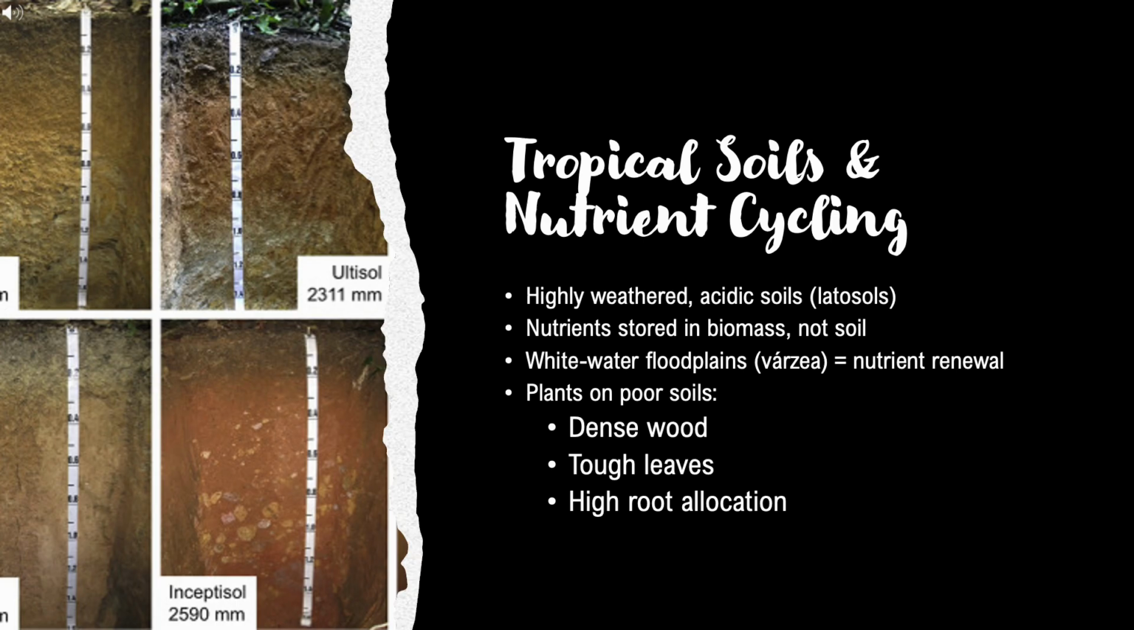On poor soils, the plants that succeed tend to have dense wood, tough leaves that are harder for insects to eat, and high allocation of energy to root systems. These are your design-relevant traits.